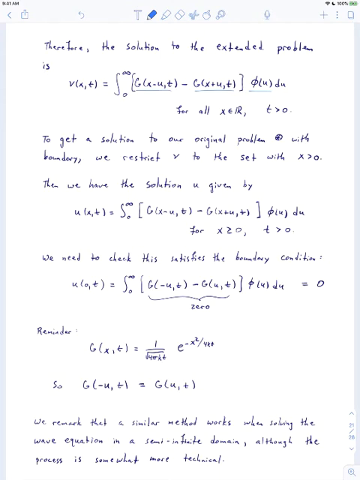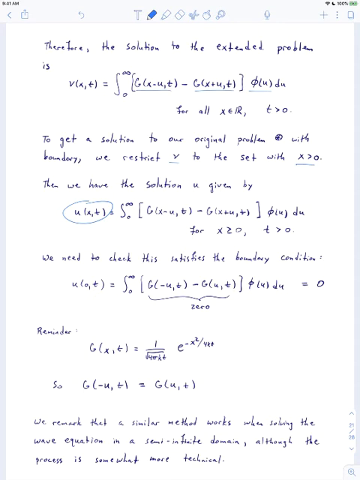To get a solution to our original problem, we just simply restrict v to the set where x is greater than 0 and call that u. So this u is just simply the restriction of v. Now we actually want to include the boundary, so that's why we have x greater than or equal to 0 here.